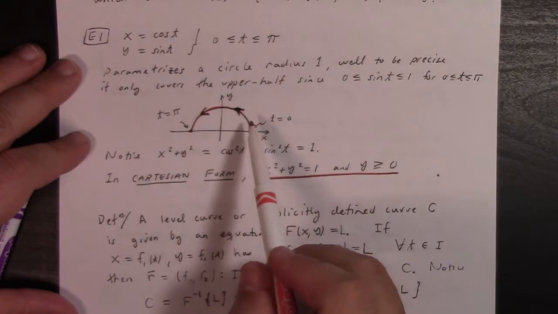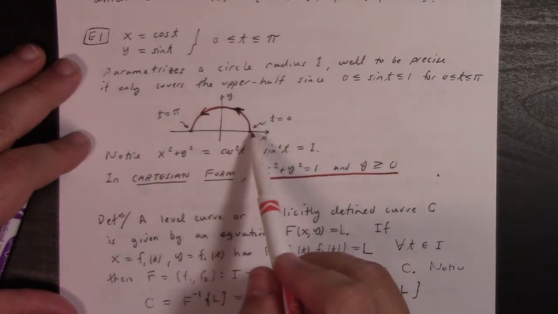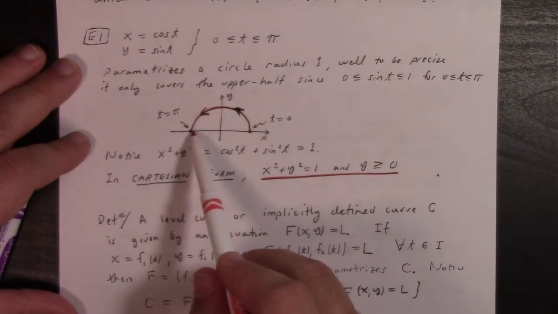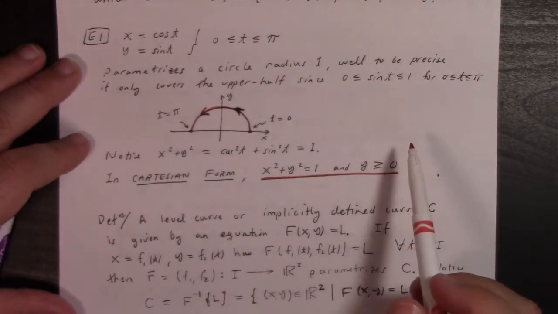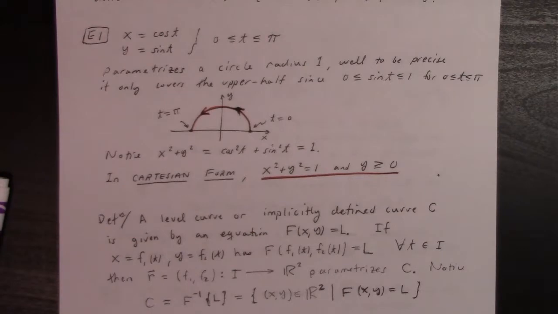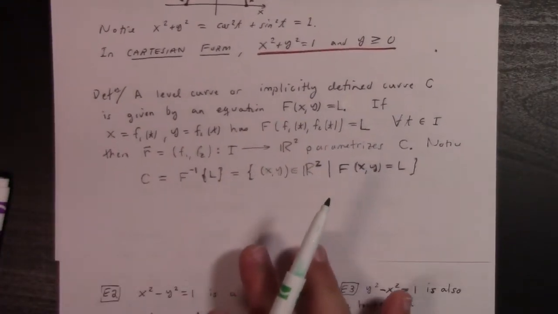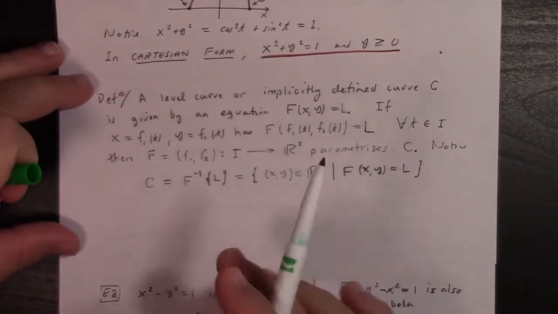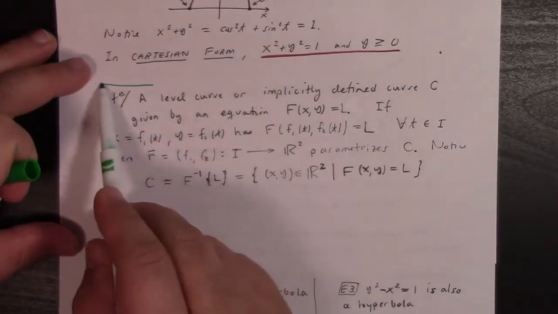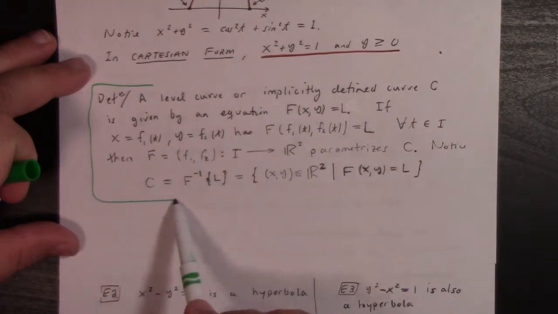As time increases, we go from (1, 0) over here to (-1, 0), right? So that's something new. The parameterization gives us a sense of direction. A parametrized curve is an oriented curve. It knows where it's coming from and where it's going to. It's got an orientation.